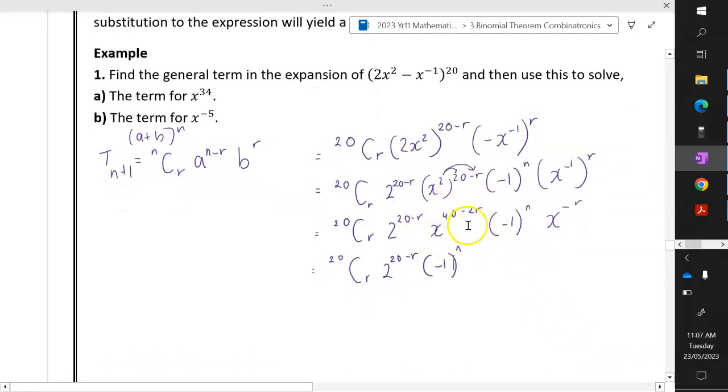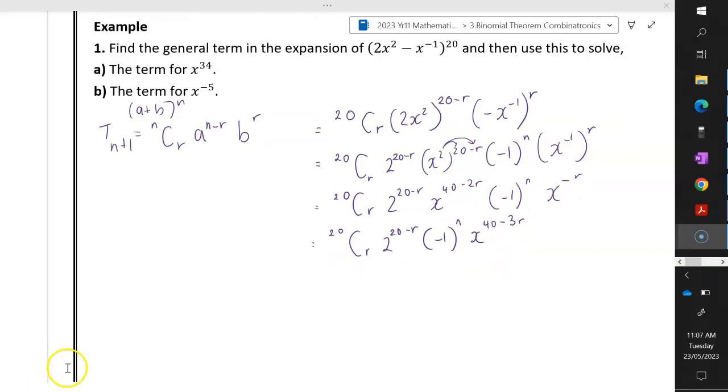Here I've got a base of x and another base of x, and I've got 40 minus 2r, and I've got another x to the minus r. So when we're multiplying things with the same base, we add our powers. So it's going to be x to the 40 minus 3r. And that is a suitable answer. It's in the simplest form that we can get it into.